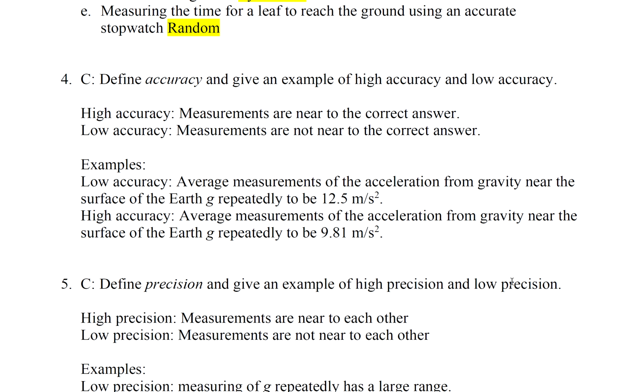Question 4, define accuracy and give an example of high accuracy and low accuracy. High accuracy means measurements are near to the correct answer. Low accuracy means measurements are not near to the correct answer. And you could see these 2 examples. Low accuracy means your measurements are far away from 9.81 meters over second squared when calculating the acceleration of gravity on Earth near the surface.